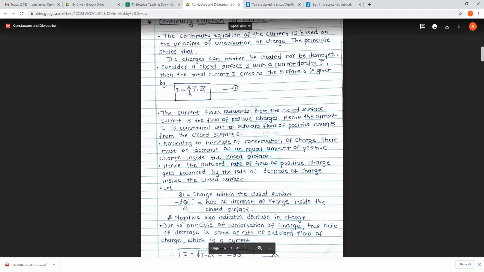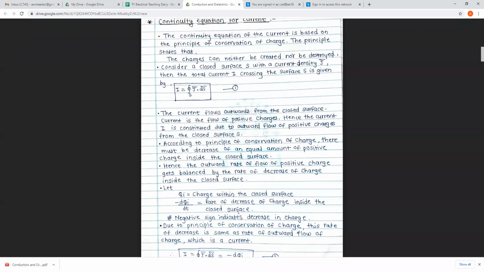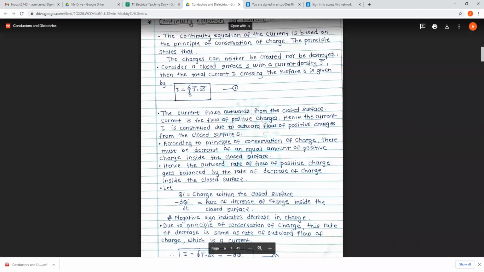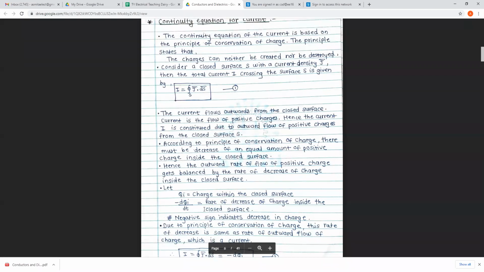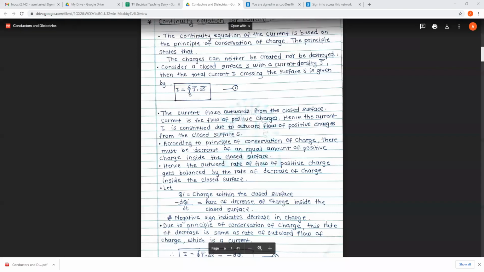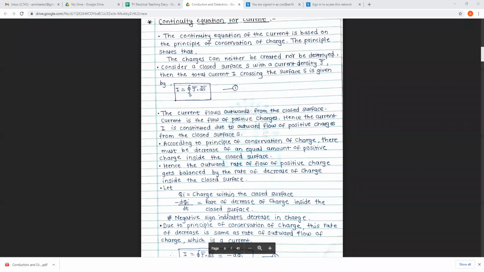So here, if the charge qi is the charge within the closed surface, then minus dqi upon dt is the rate of decrease of charge inside the closed surface. It means I am moving that charge from the closed surface to the outside. So when that charge is moved, the total charge inside the closed surface gets decreased. Actually, the value of current is not changing.